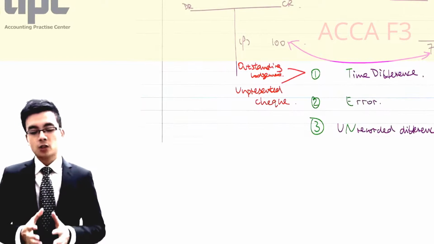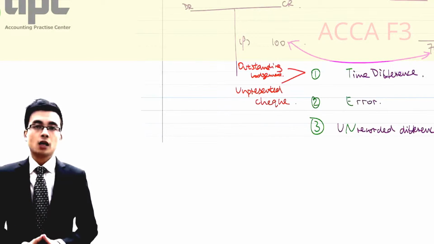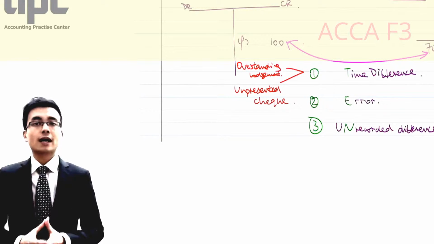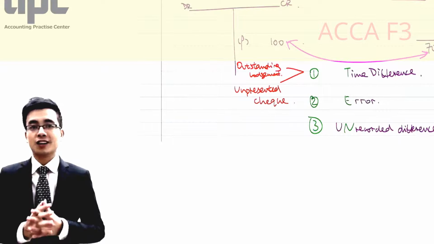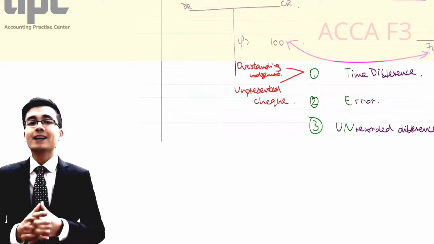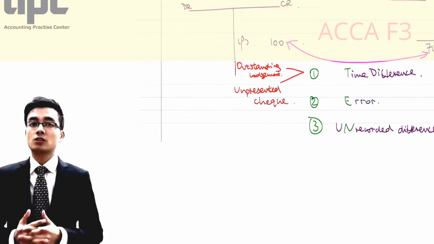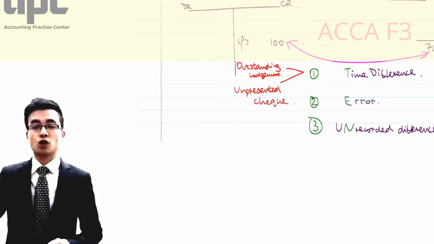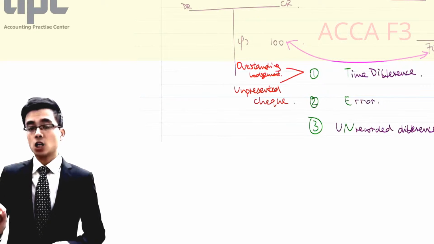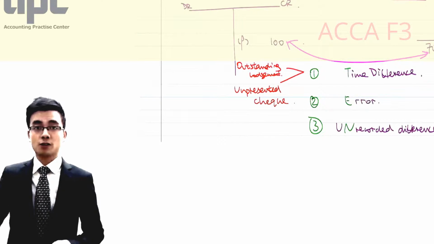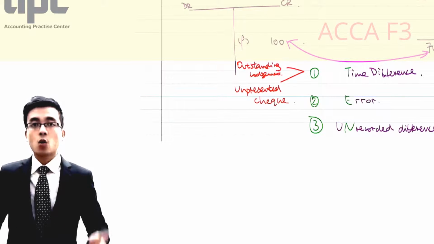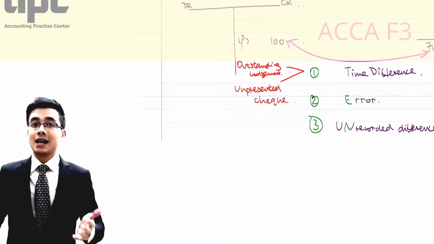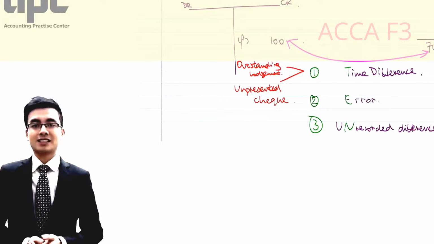So what do I mean by unrecorded differences? For example, if we open up a bank account, the bank would charge us an administration fee for each and every year. And that administration fee will be deducted from a bank account automatically. But because the bank has deducted it, maybe we haven't updated the records in our cash account because the bank hasn't told us about that particular issue.